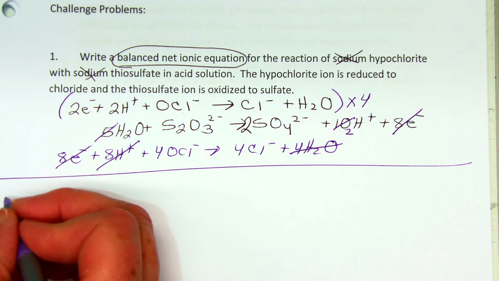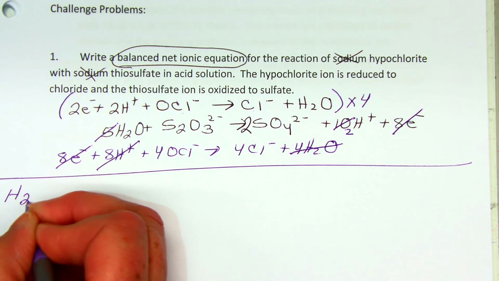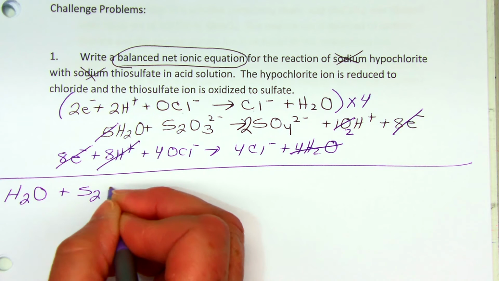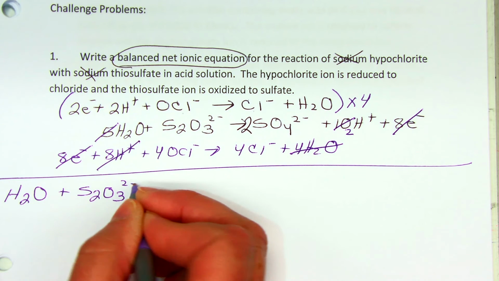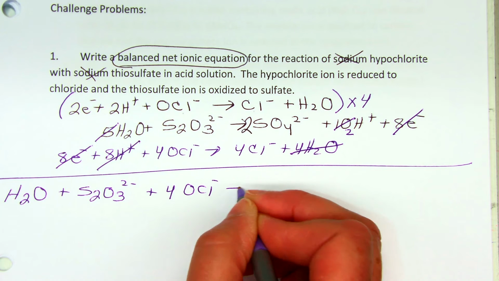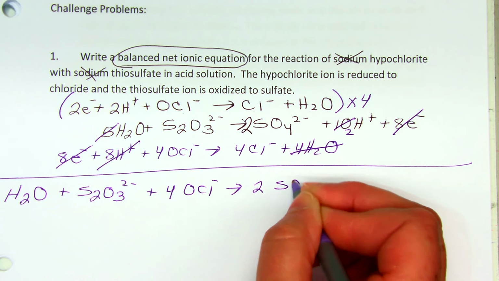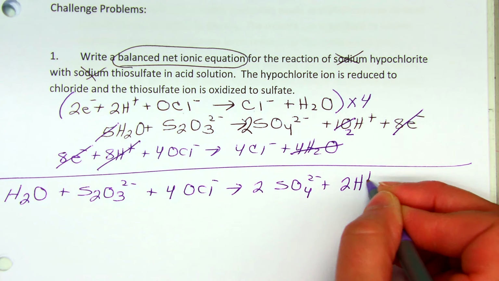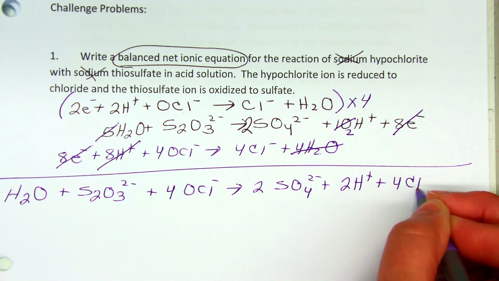Now I write down what's left when I add them up. Water plus thiosulfate plus 4 hypochlorites yields 2 sulfate plus 2 hydrogen ions plus 4 chloride ions.